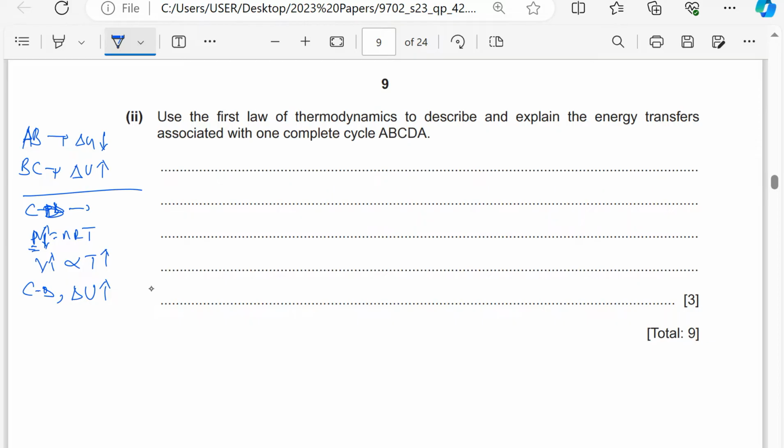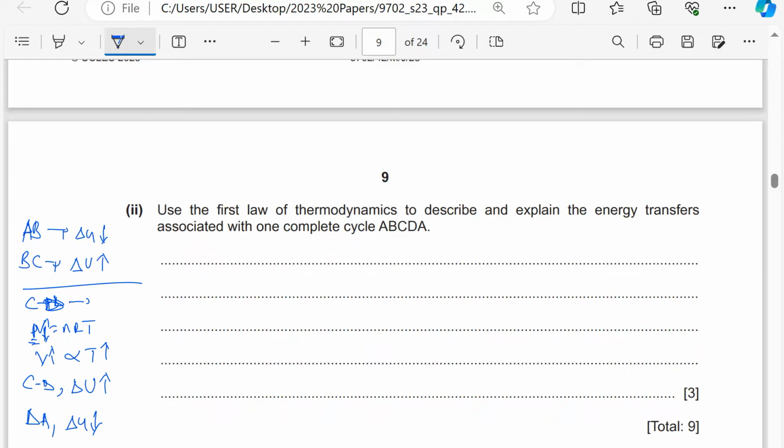Then we can check D to A. D to A, the volume was constant, the pressure decreased, and the pressure is directly proportional to temperature, so the change in internal energy decreased. Okay. But remember, total change in internal energy should be 0 for one complete cycle.